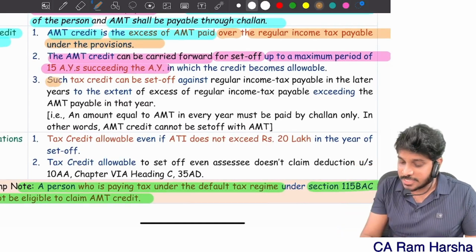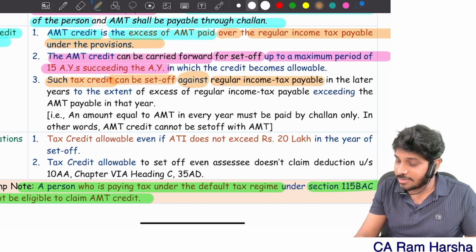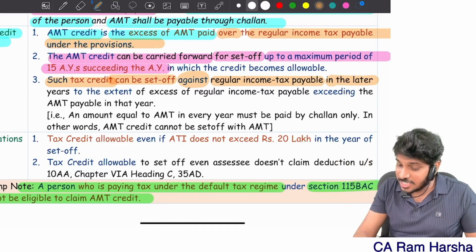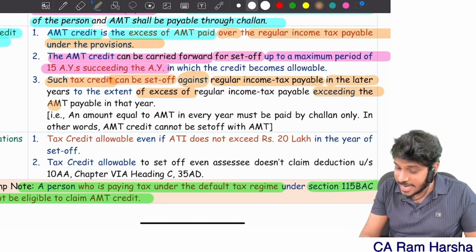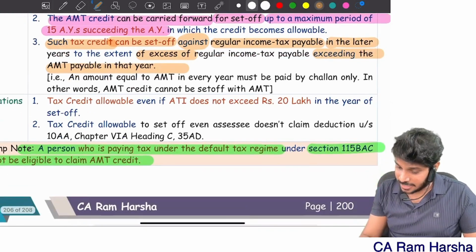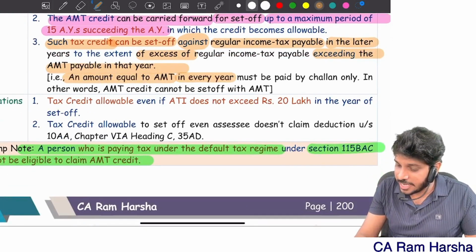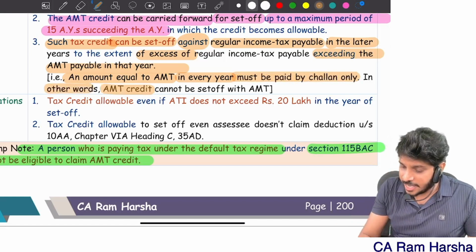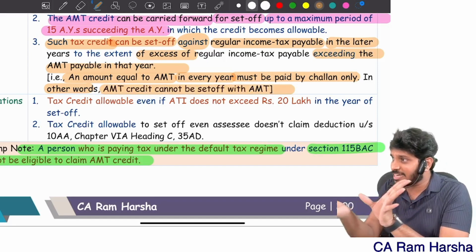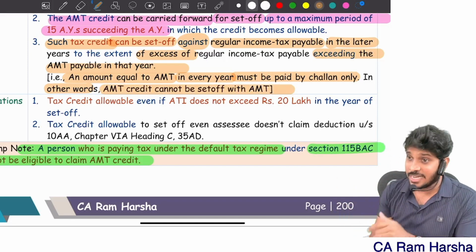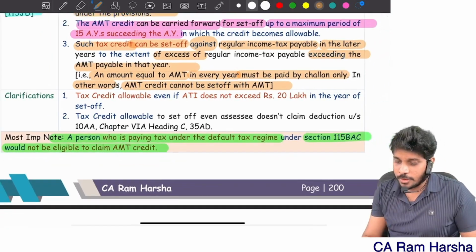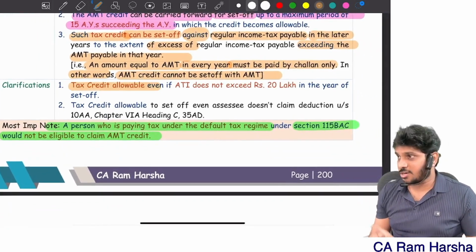What I will do? Such credit can be set off against regular income tax payable. Full regular tax? No. Regular tax in that year which is in excess of AMT payable in that year. That is, an amount equal to AMT in every year must be paid by challan only. In other words, AMT credit cannot be set off against AMT liability in the subsequent years. It is just like an input tax credit under reverse charge mechanism. Yes or no?